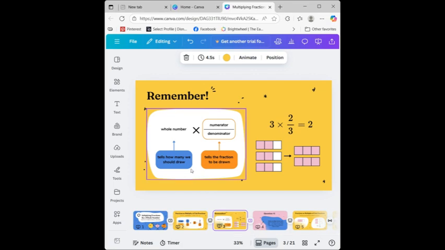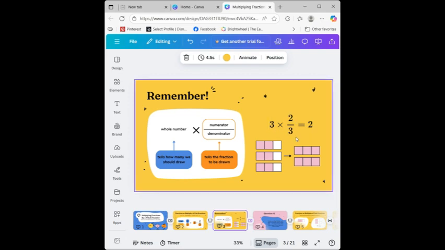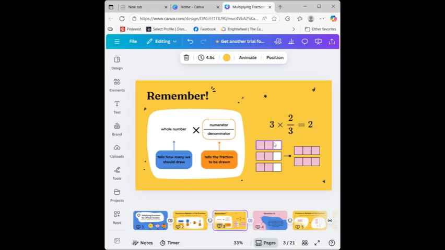And the whole number tells us how many we should draw. And the numerator and denominator tell the fraction to be drawn. So in the whole number 3, we have to have 3 groups. And the denominator tells us how many are in a group.